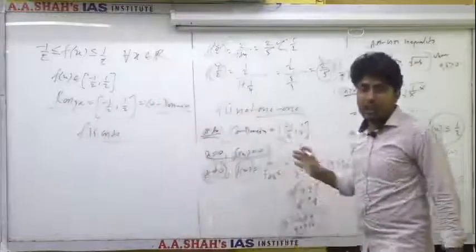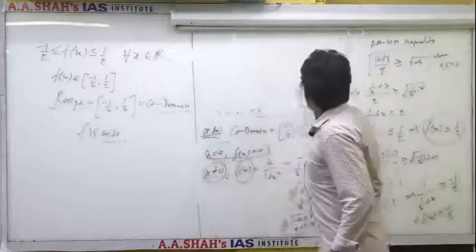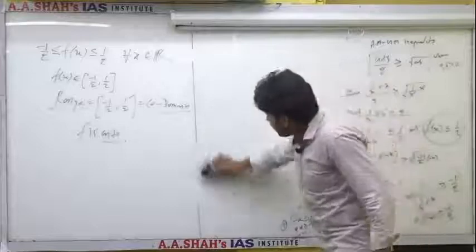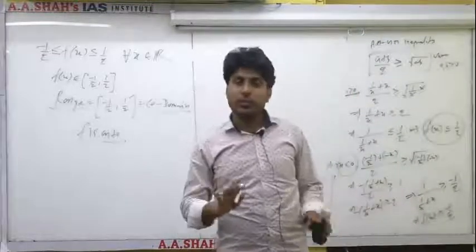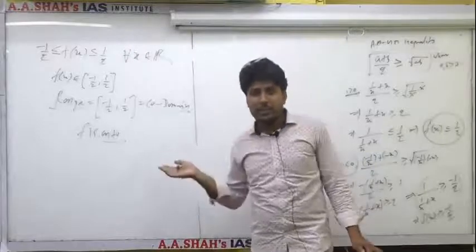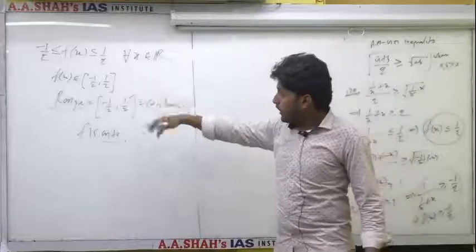If you find this method difficult, we have another method. We will do it a different way. One-one is simple, because 2 and 1 by 2 have the same image. So the function is not one-one. 3 and 1 by 3, in fact 4 and 1 by 4 you can find. So the function is not one-one. For onto, we had one method, and we have another way of proving onto.